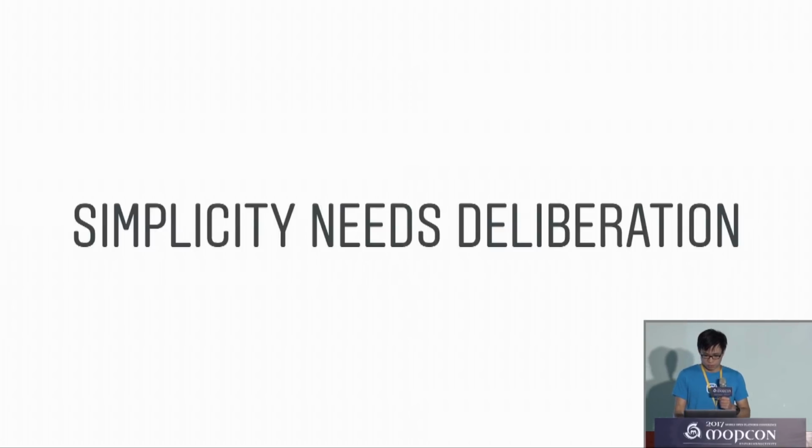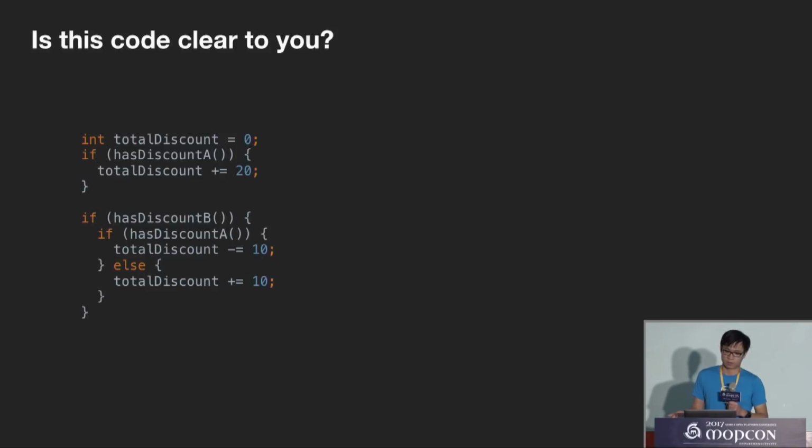Let me show you an example. Is this code clear to you? Let's say you are still building a shopping cart app, and you want to compute a total discount. You want to handle discount A and discount B. This code is written this way, and by looking at it, you don't know exactly what it does, or what the total discount would be.